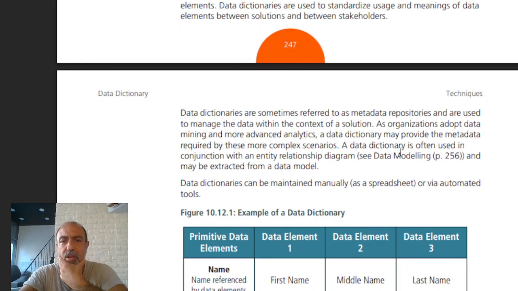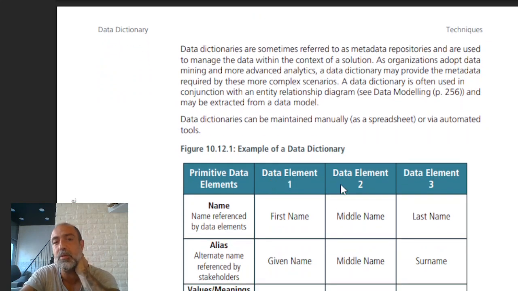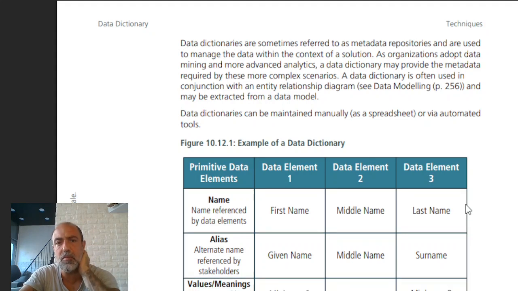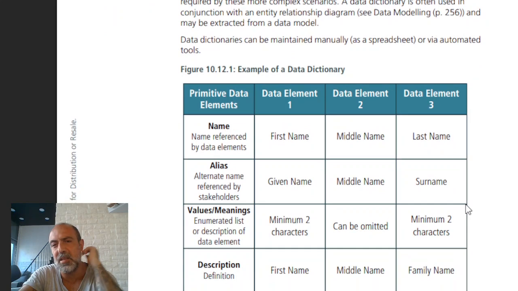Yeah, so data dictionaries are sometimes referred to as metadata repositories and are used to manage the data within the context of a solution. As organizations adopt data mining and more advanced analytics, a data dictionary may provide the metadata required for these complex scenarios. Interesting. A data dictionary is often used in conjunction with the entity relationship diagram and may be extracted from a data model, I guess. Data dictionaries can be maintained manually as a spreadsheet or via automated tools.